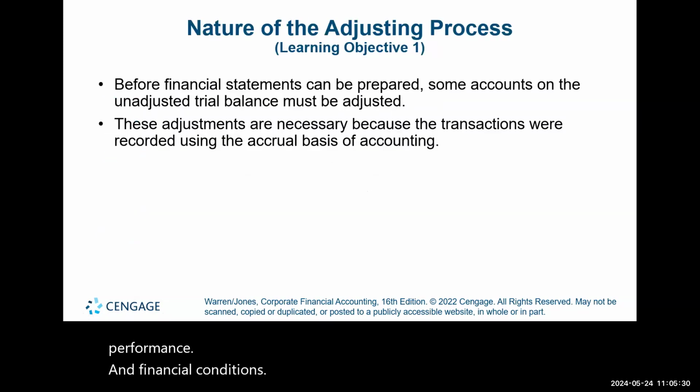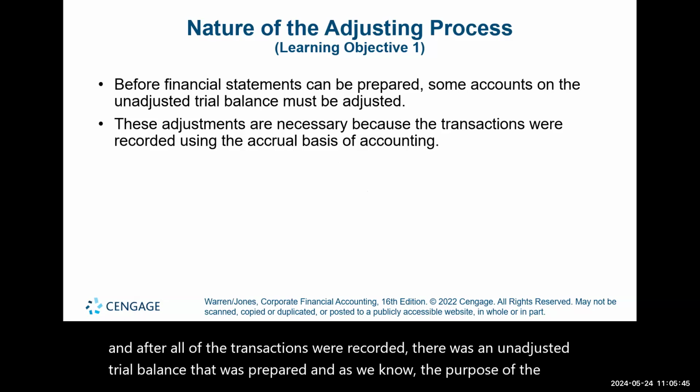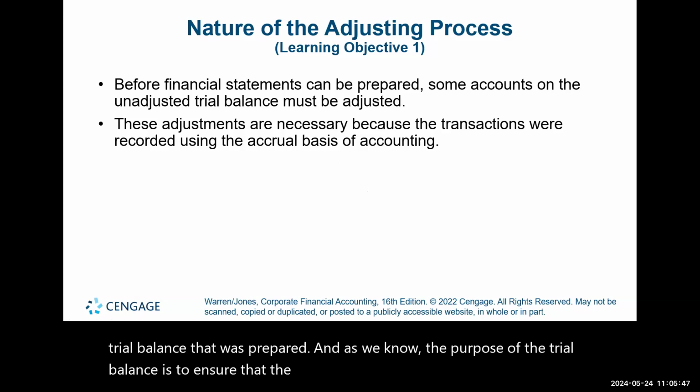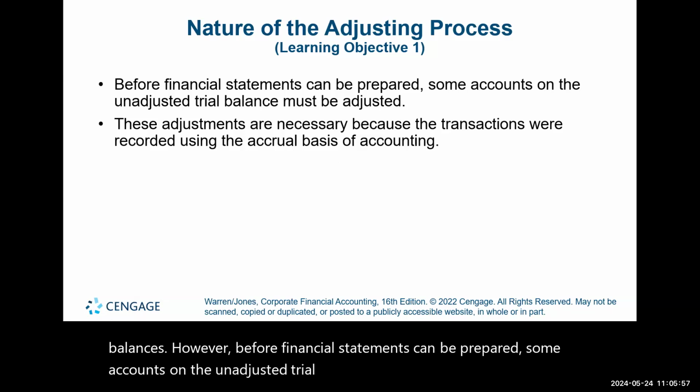So in Chapter 2, the transactions were recorded using the double entry accounting system. After all of the transactions were recorded, an unadjusted trial balance was prepared. As we know, the purpose of the trial balance is to ensure that the total debit balances equal the total credit balances. However, before financial statements can be prepared, some accounts on the unadjusted trial balance must be adjusted.